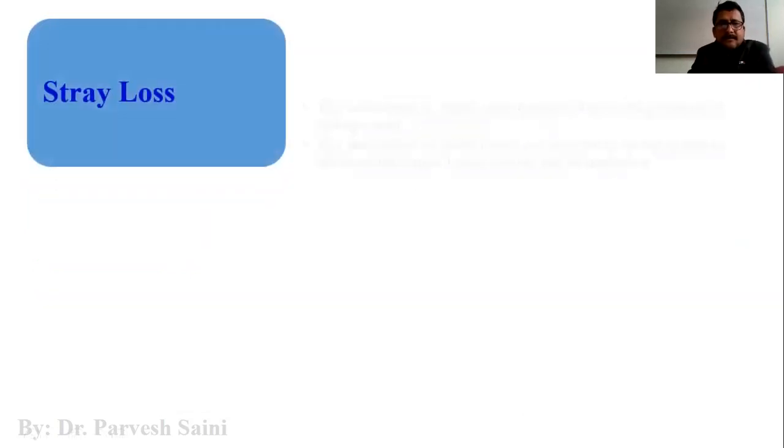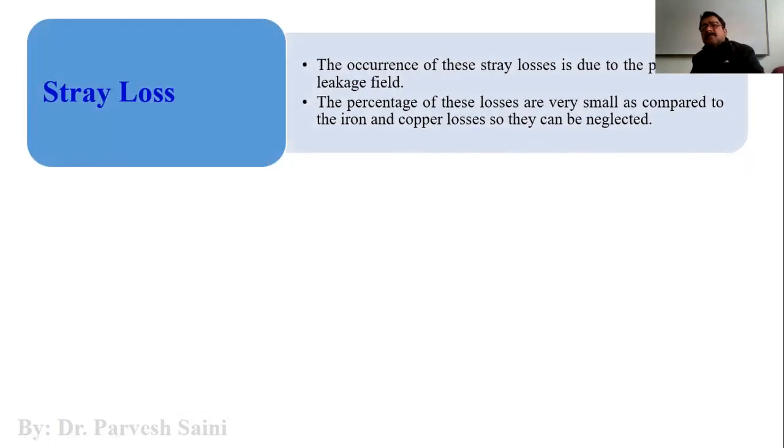Now let us come to the next one, stray loss. Stray loss is basically due to the leakage flux, or the leakage magnetic field. These losses are very low in magnitude in percentage, so generally they are not considered when compared with the iron and copper losses.